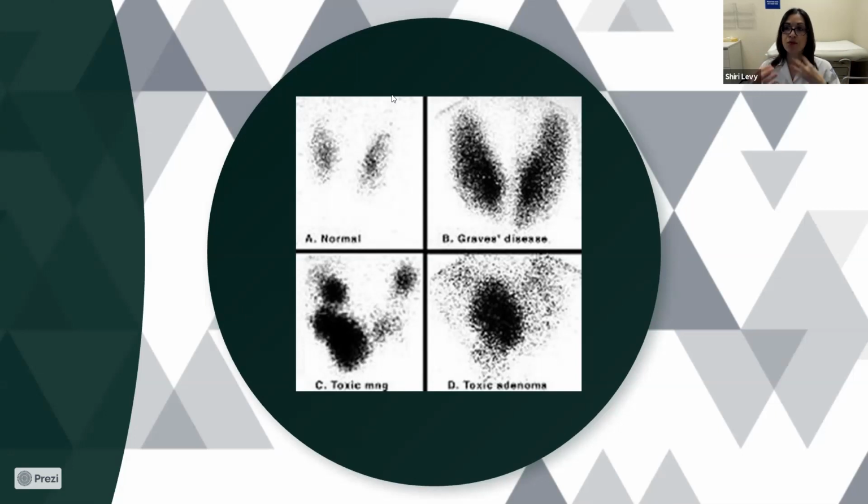In people who have multiple nodules that are overactive, that would be panel C, which we call a toxic nodular goiter, and it has multiple spots that are hot. And panel D shows one big nodule that is producing an excessive amount of thyroid hormone, and that is a toxic adenoma.